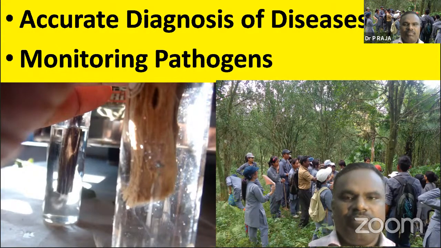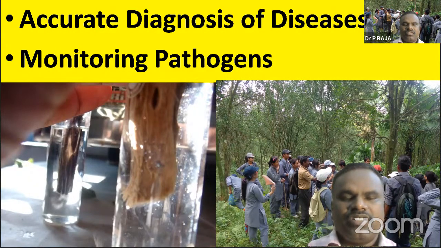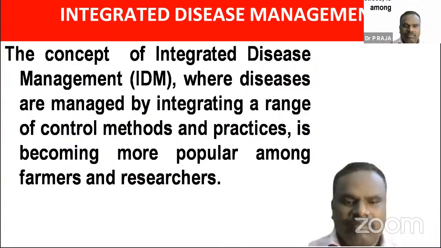And for the bacterial pathogen, we have an easy test, that is the ooze test. If you take the infected plant or stem, cut it and dip it in a clean glass of water, the bacterial ooze will come out. Thereby we can identify that it is due to bacteria. And in the case of virus, it produces a lot of mosaic symptoms, and then curling, puckering, all kinds of symptoms. Based on this, we can identify it. So this accurate diagnosis of a disease is very important. And after identifying, we have to monitor the pathogen, to see to what extent it is present. Based on that, we can initiate the management method.